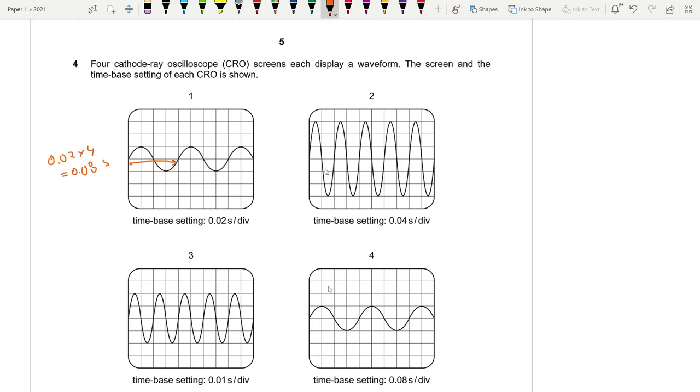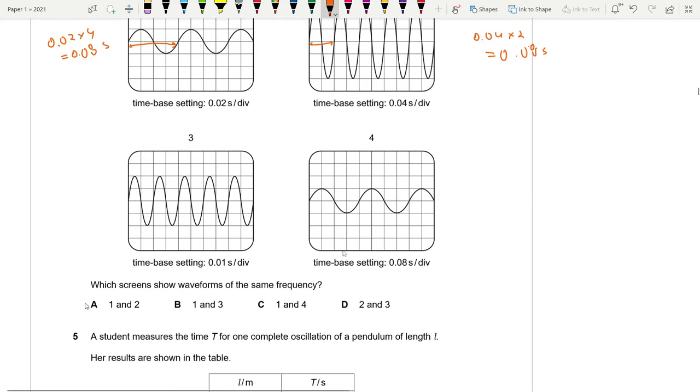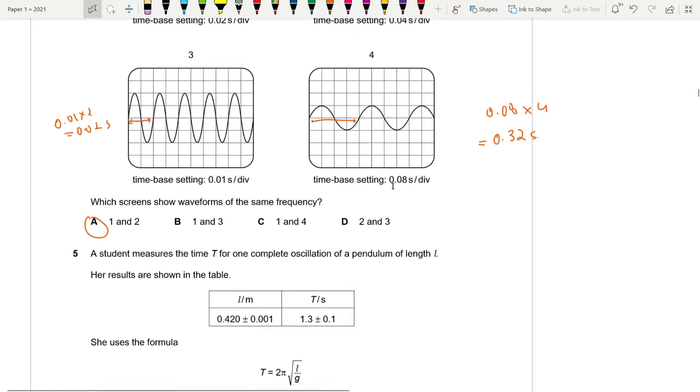What about this? This is 0.04 into 2, which is also 0.08 seconds. So yeah, 1 and 2 seem good. What about this? This was going to be 0.01 into 2 or 0.02 seconds, and this was going to be 0.08 into 4, 0.32 seconds, basically. So it's 1 and 2, yeah?